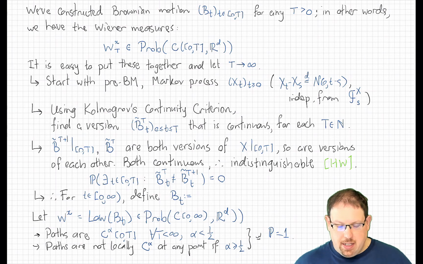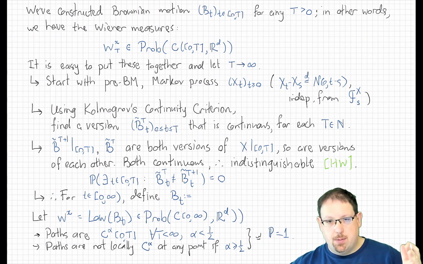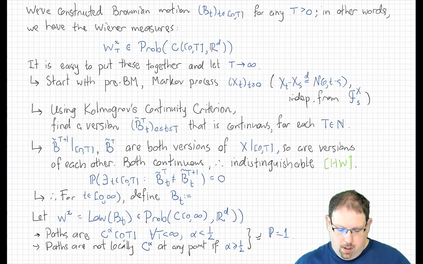So for starters, let's just decide to take T's that are natural numbers. We'll take Brownian motion on the interval from 0 up to 1, Brownian motion on the interval from 0 up to 2, on the interval from 0 up to 3, and so on, and we'd like to glue those together. In order to do that, we need to see that there's consistency between the one on the interval from 0 up to 1 and the one on the interval from 0 up to 2 restricted to the interval from 0 up to 1. That's going to follow just from the construction if we start with the pre-Brownian motion again.